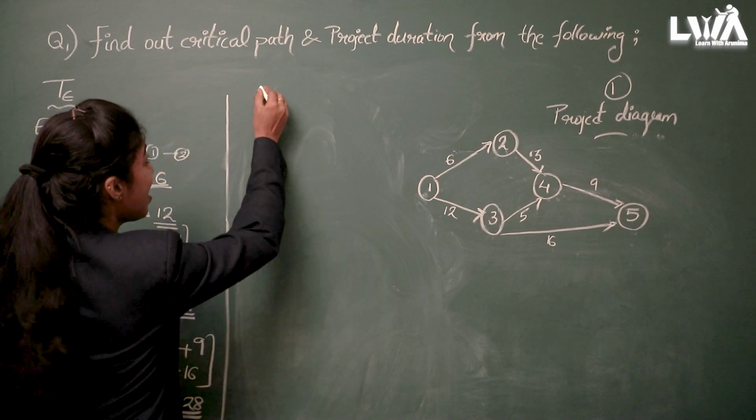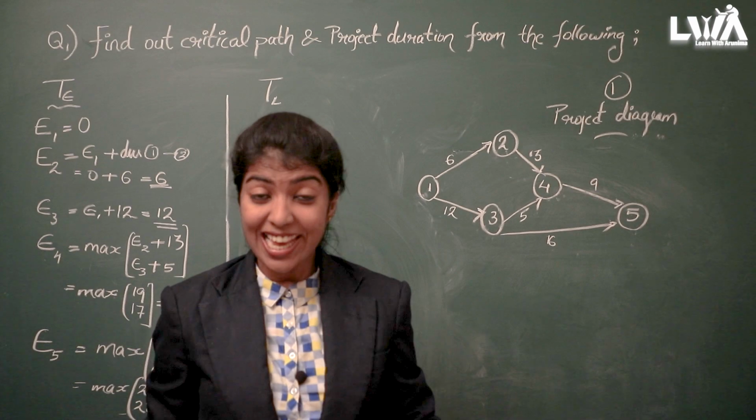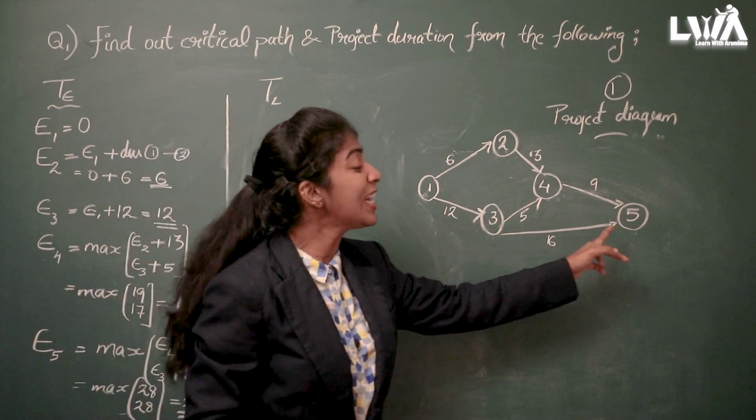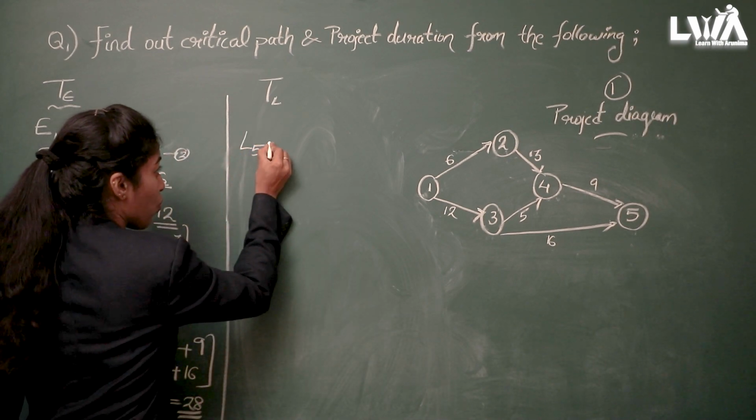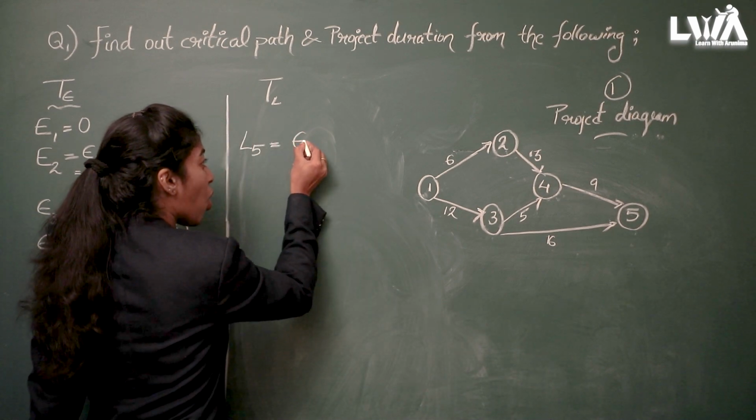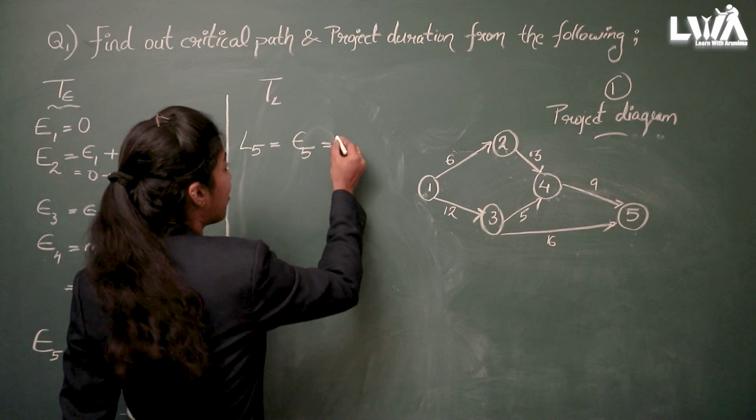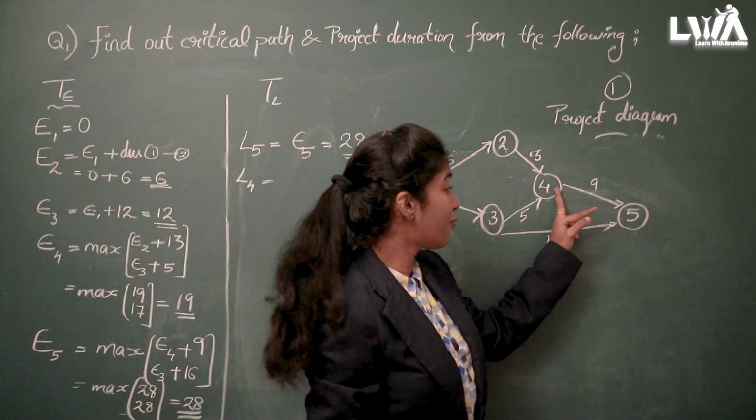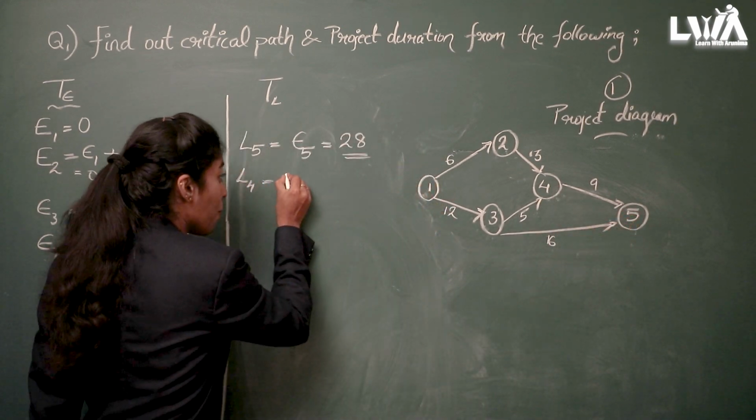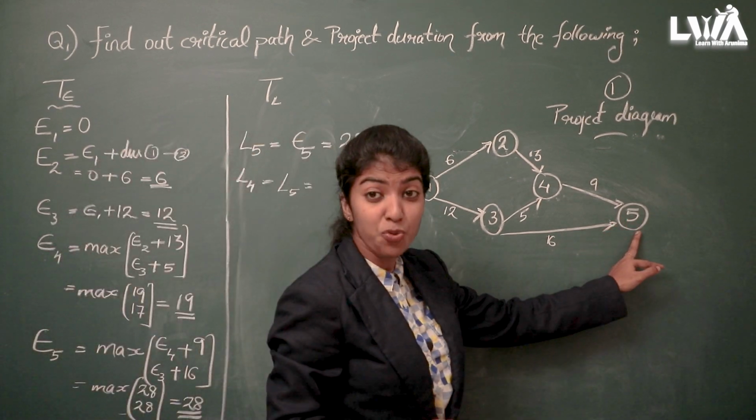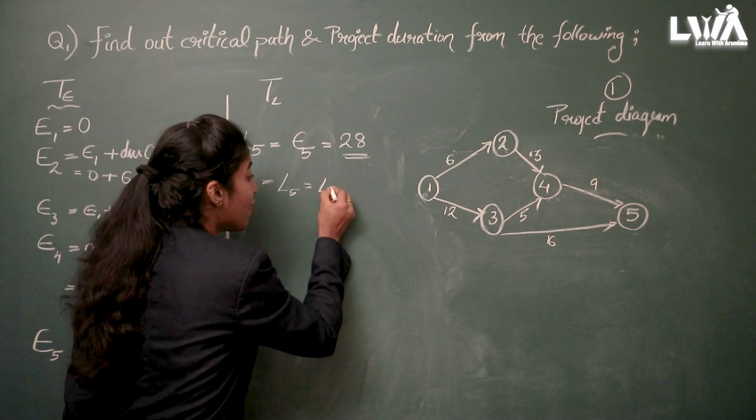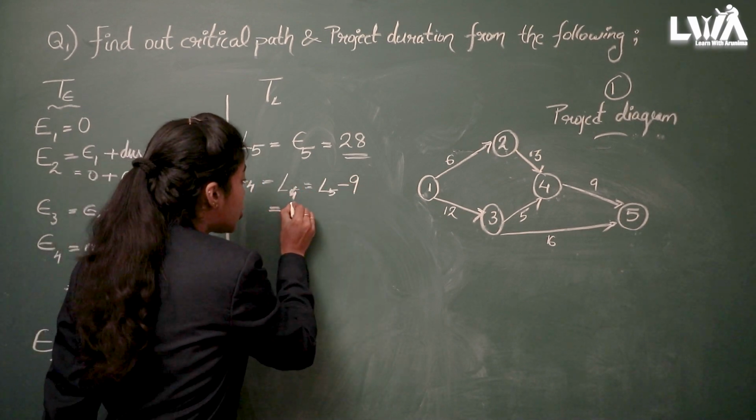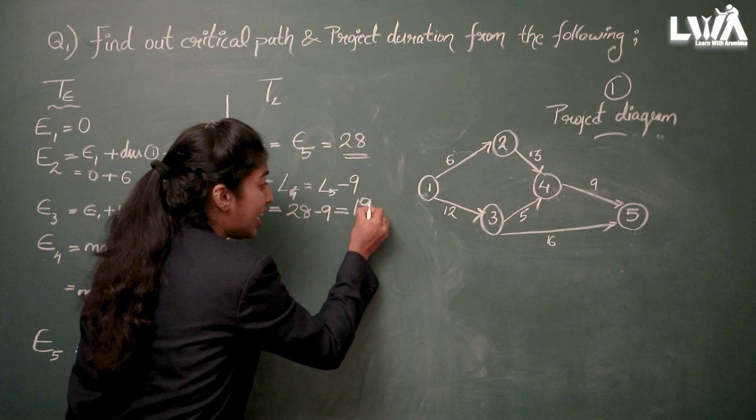Now we can find the TL values. TL values means the latest of the tail event. Here, which is the latest event, 1 or 5? 1 is the earliest event, right? So the latest event is 5. So L5 is equal to the E5 value, which we had already calculated, that is 28. Next, L4. From 5, the L4 activity is moving. So L4 is L5 minus the duration from 5 to 4, which is 9. So L4 is equal to 28 minus 9, which is 19.